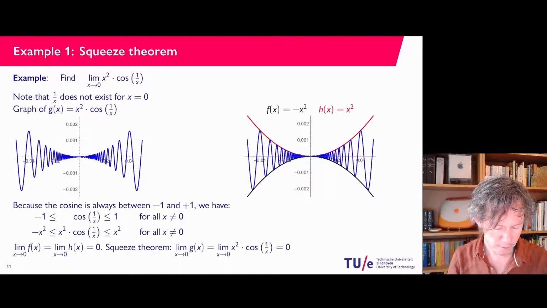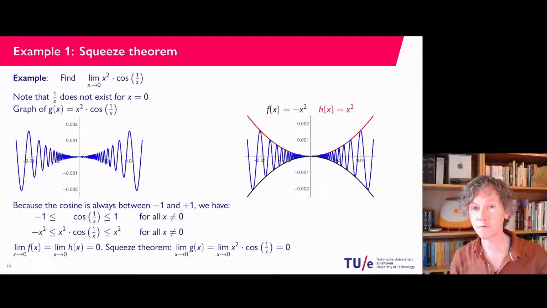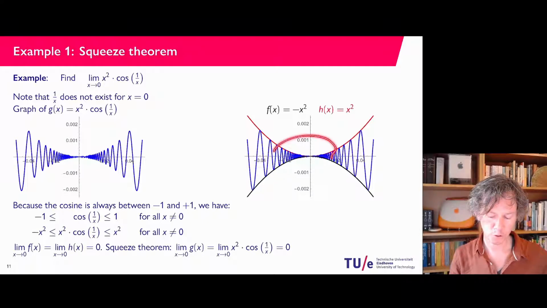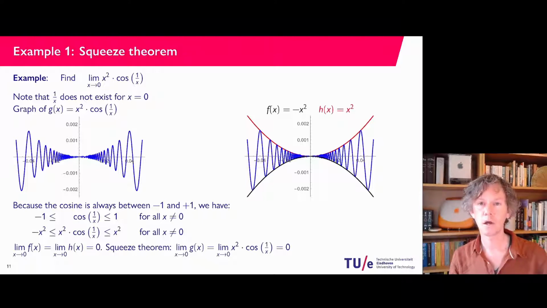So we know that f(x) goes to 0, h(x) goes to 0, and then the squeeze theorem tells us that also the middle function g(x) has to go to 0. So that is how you can use this squeeze theorem. You have a function, and the function basically close to 0 cannot move. It is enclosed by two functions that both go to 0, so it has no other option than also going to 0. Let's do one more example.